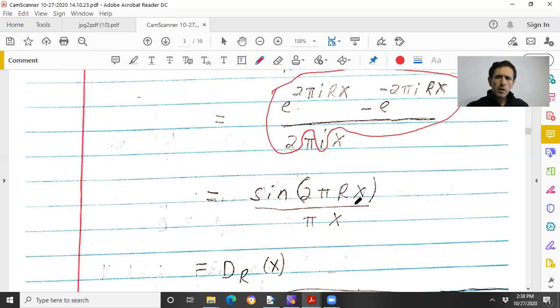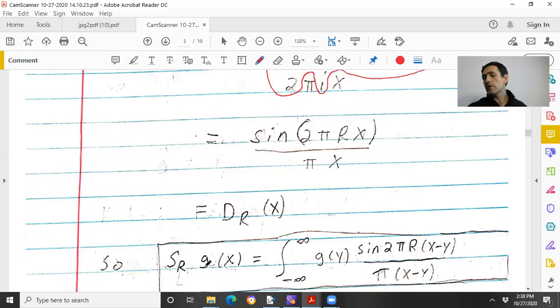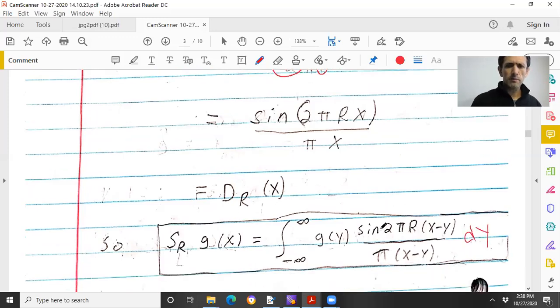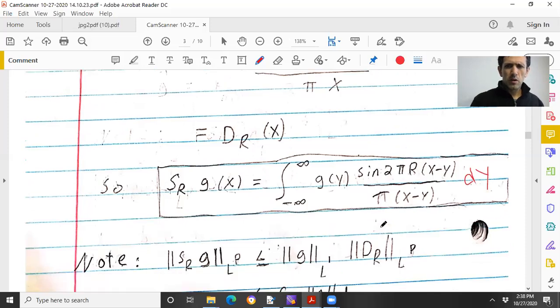Okay, so in other words, S_R G, at least for G in L1, is just convolution with the Dirichlet kernel, and hence is given by this integral operator. Okay. So just a note that we know something about S_R G. In particular, it's at least in L^p for any p bigger than 1, as long as G is in L1.